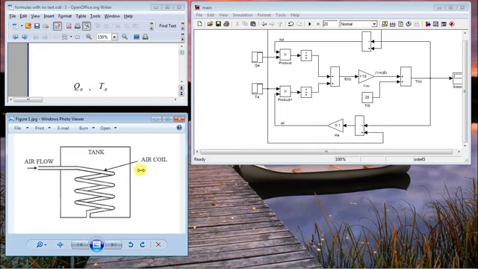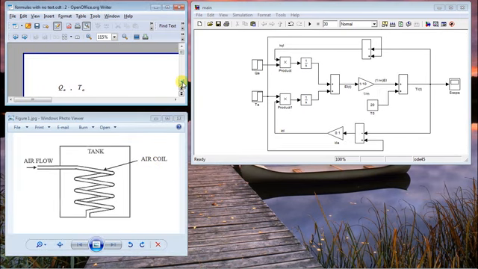And the purpose of the system is to bring the temperature of the liquid inside this tank to the desired value as fast as possible and keep it at that desired level despite the outside temperature and any perturbations that might occur.